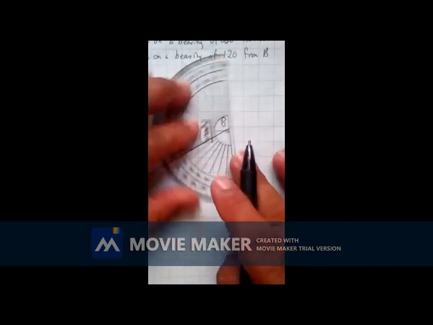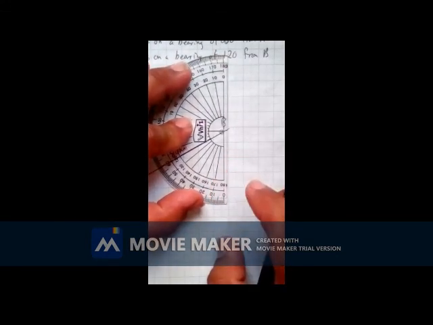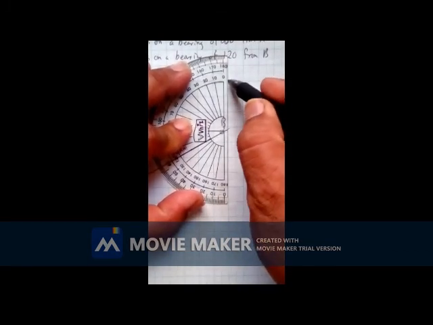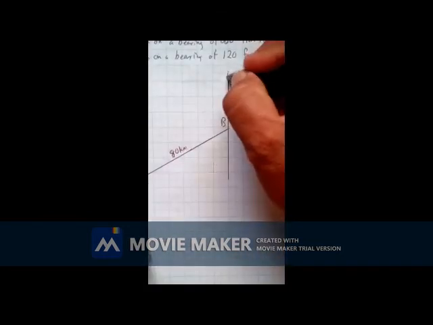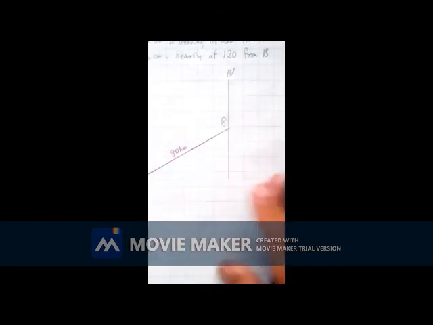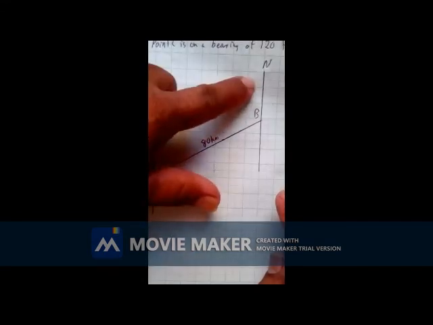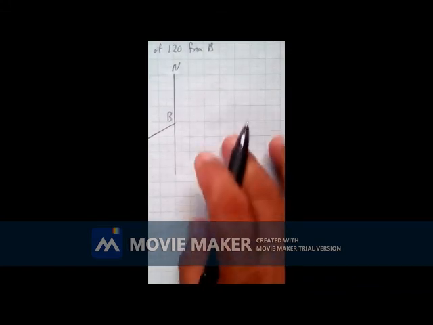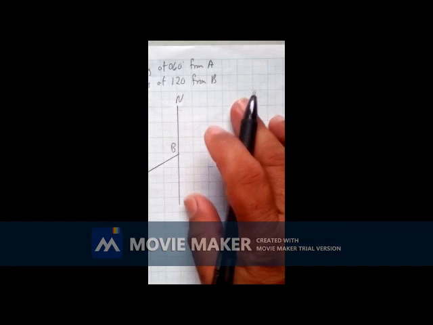For you to do that, you need to come and draw a straight edge. Alright, so draw your straight edge right there. This one here is north also, this one here is north. These two lines are parallel to each other. Notice how they're on the lines. This is not exact, but roughly. And point C is somewhere around here, and that is on a bearing of 120 from B.